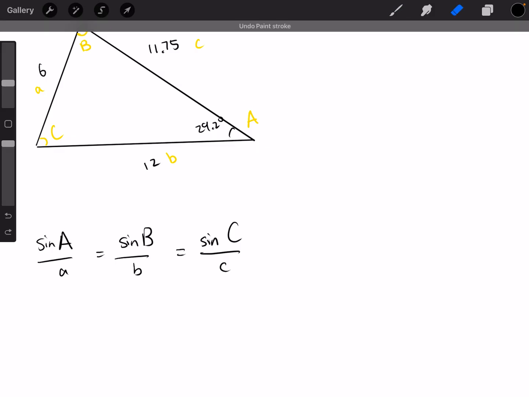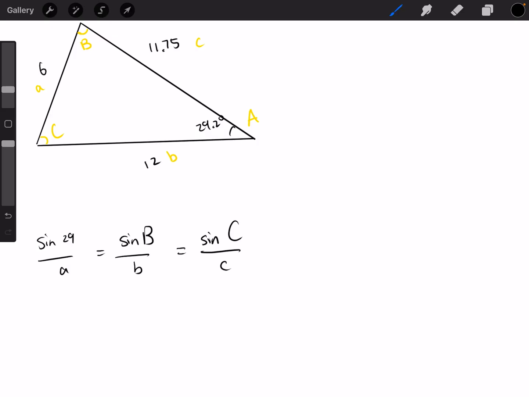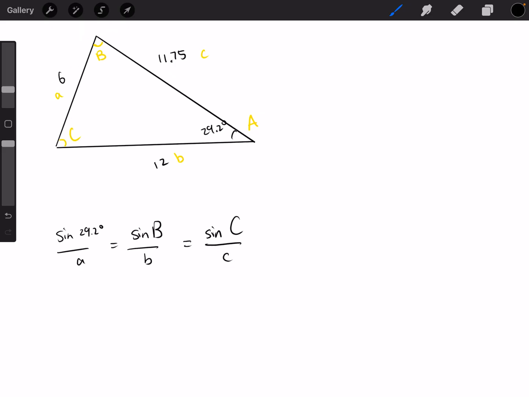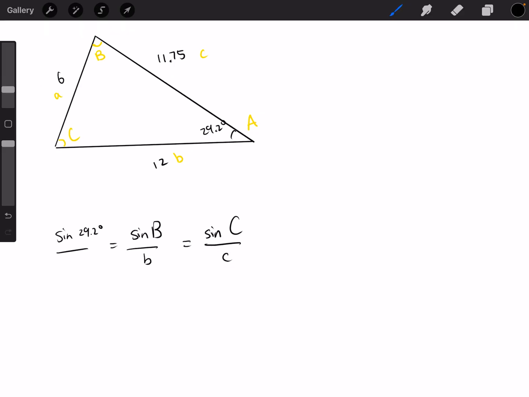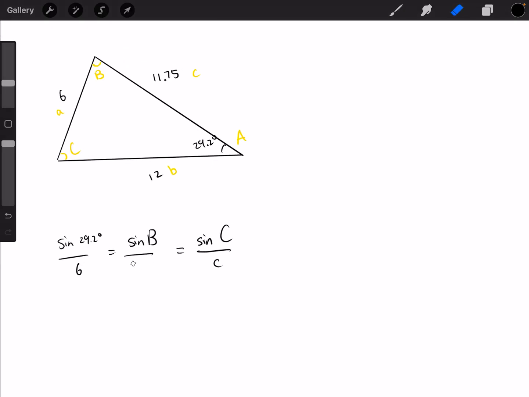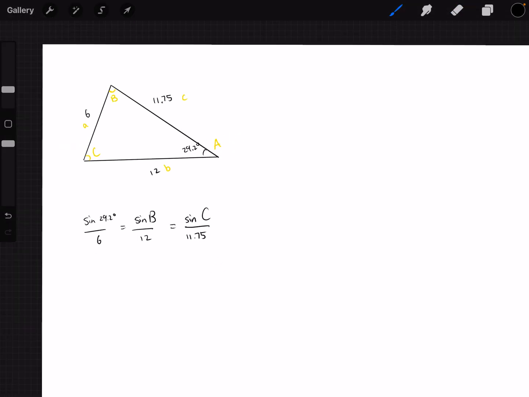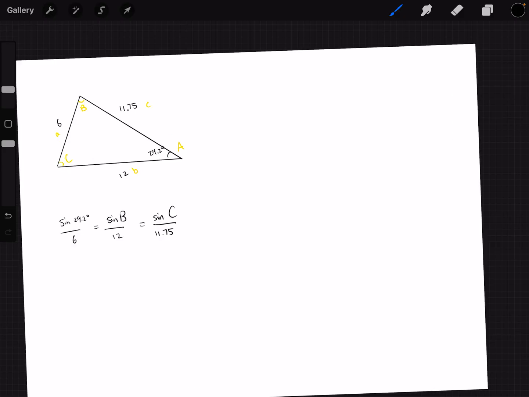Capital A is 29.2 degrees. We know lowercase a over here, that's just 6. We have lowercase b, that is 12. And we have lowercase c, that is 11.75. Okay, so we have this whole thing going on, and we're solving for capital B.